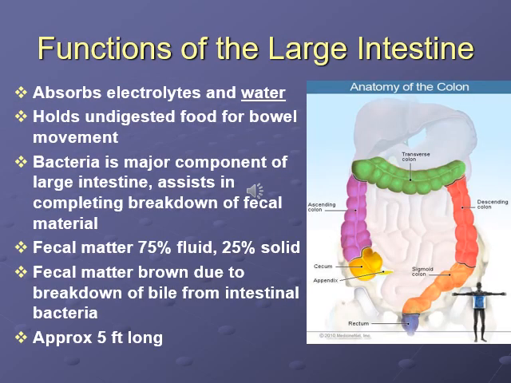Our large intestine will absorb electrolytes and water. It does hold any of the undigested food for a bowel movement. We know that bacteria is a major component of our intestinal tract, so that does assist in completing breakdown of the fecal material. As far as the fecal material, it is normally approximately 75% fluid and 25% solid. Obviously that can vary from different conditions, and we'll be talking about some of that.